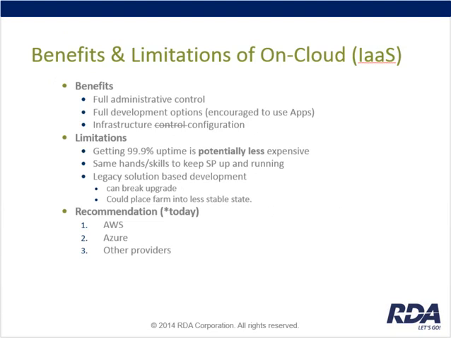Now we're going to talk about the benefits and limitations of on-cloud, which is the infrastructure as a service option I spoke about earlier. Essentially just your hardware is being hosted in the cloud, and then on top of that hardware you install everything that you need. The benefits and limitations are largely the same, with the difference being under the benefits you have infrastructure configuration. You don't necessarily have full control of your infrastructure because it's actually being managed by the cloud service provider. And then the limitations are getting 99.9% uptime is potentially less expensive, but it's still limited because of some of the SLAs that are provided by the cloud service provider.